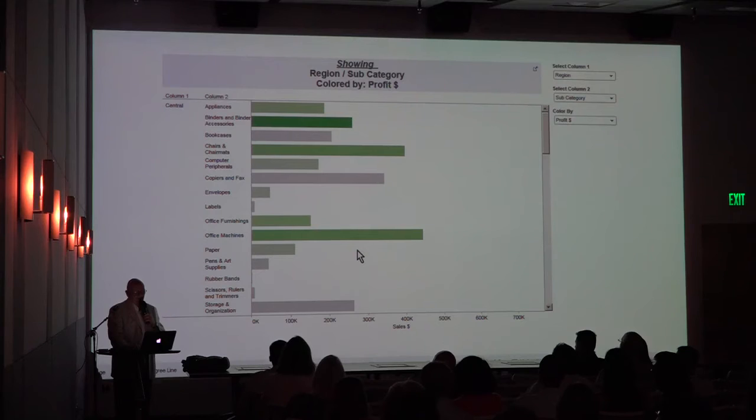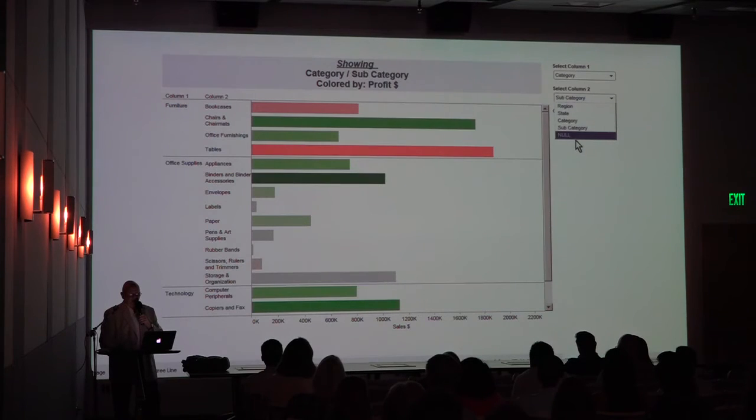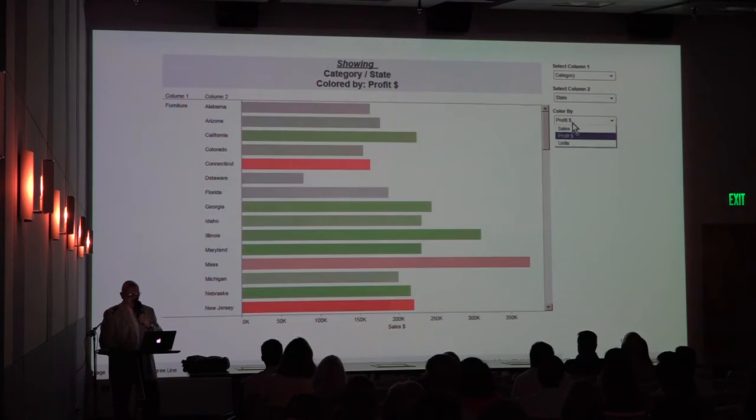And one client didn't want to buy Tableau Desktop for a whole bunch of people. They just wanted to use Server, but they wanted that user to have some options. Just for some simple charting, we did a demo there. These are parameters. Here's by region, by subcategory, and my sales are colored by profit. Or I could show by category, by state, and color by units.